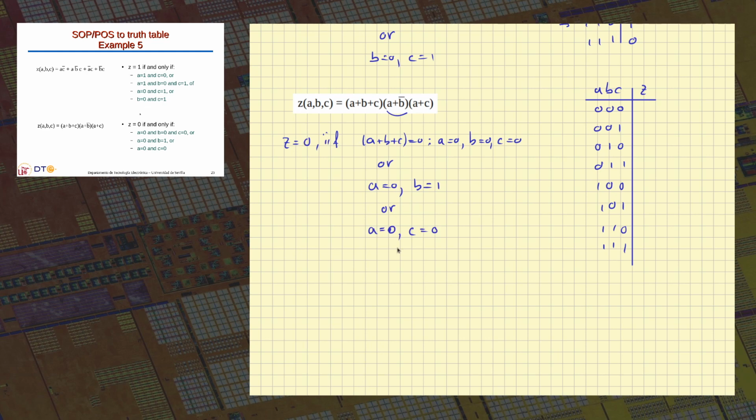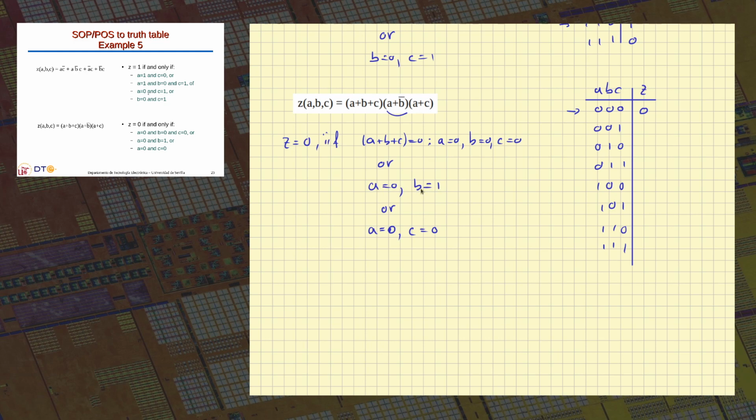In any other case, the function will be 1, because in any other case, none of these terms will be 0. Okay? So this first case is when all variables are 0. It is this case here. Okay? So in this case, Z will be 0.